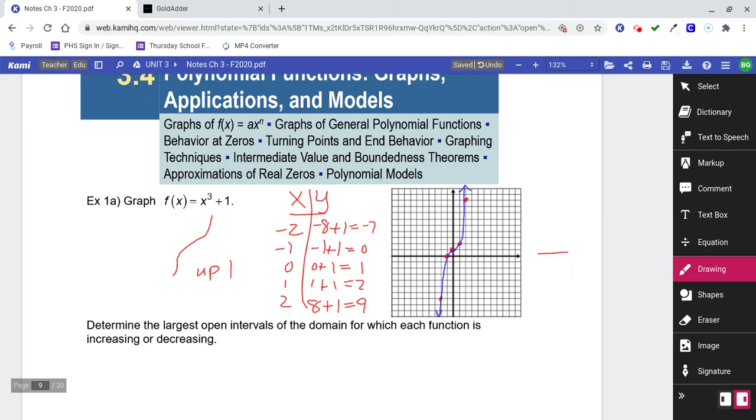The next question says to determine the largest open intervals of the domain for which each function is increasing or decreasing. Increasing. This thing's increasing the whole way. It's going uphill if you read it from left to right, and that's what you're supposed to do. This thing is increasing the whole time. So that's going to be all real numbers. It's increasing for the whole domain.